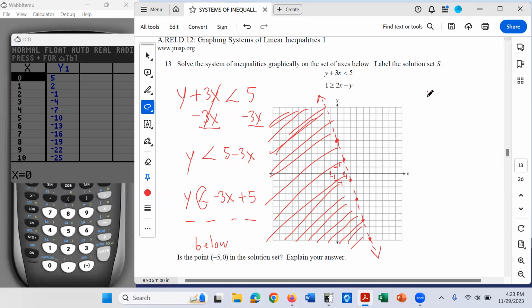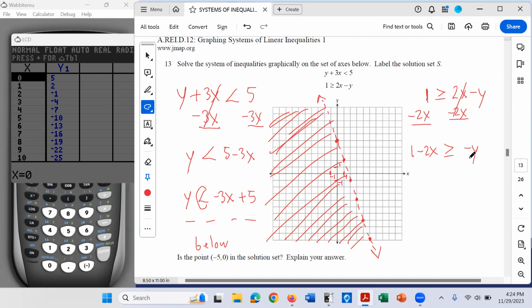Let's graph another. So I'm going to have 1 here. Then I'm going to have greater than or equal to 2x minus y. I'm trying to get y by itself. What's keeping y from being by itself? You're right if you said 2x, but also keep in mind this minus sign. We need to get rid of that too. But let's get rid of the 2x first. I'm going to subtract 2x on both sides of my inequality sign. So I'm subtracting 2x here. This cancels, and I'm going to have 1 minus 2x greater than or equal to negative y.